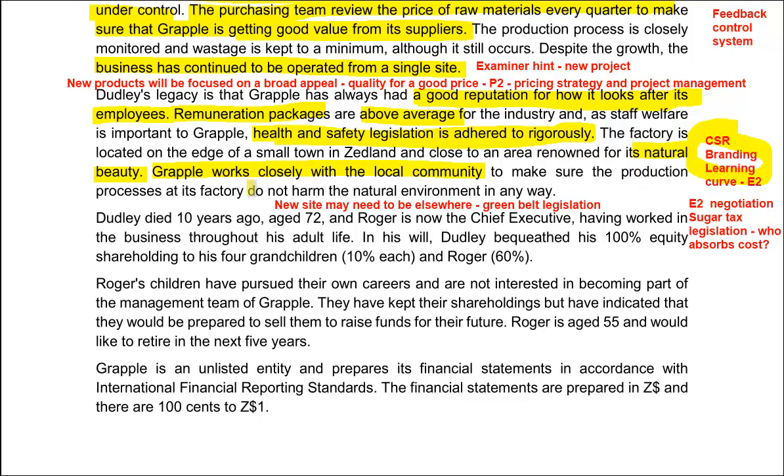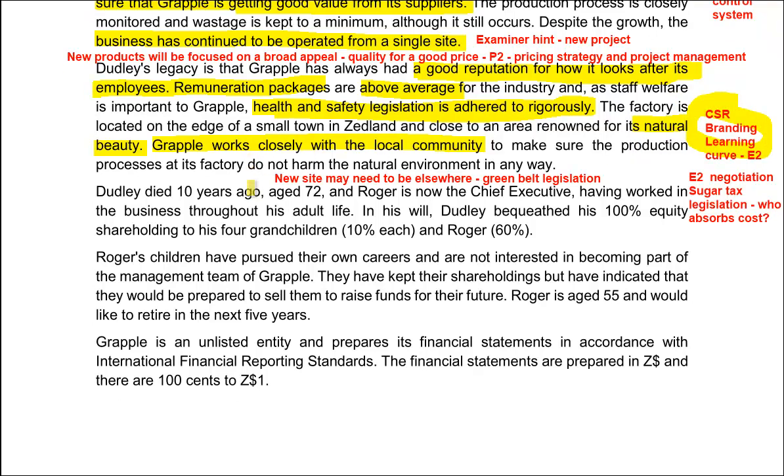But as we move forward, we can see that Dudley sadly died 10 years ago, and his son Roger is now the chief executive and has worked in the business all his adult life. Importantly, this is the key information. Dudley gave away in his will the equity in the company to 4 grandchildren, 10% each, and Roger 60%.